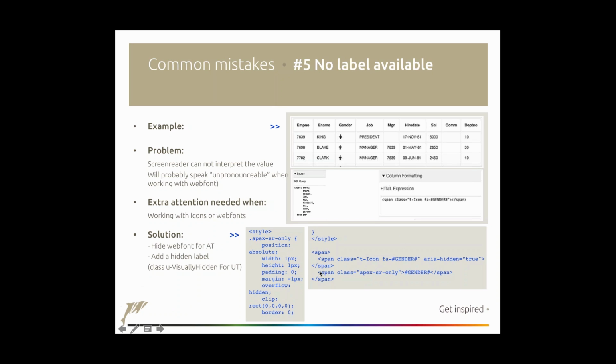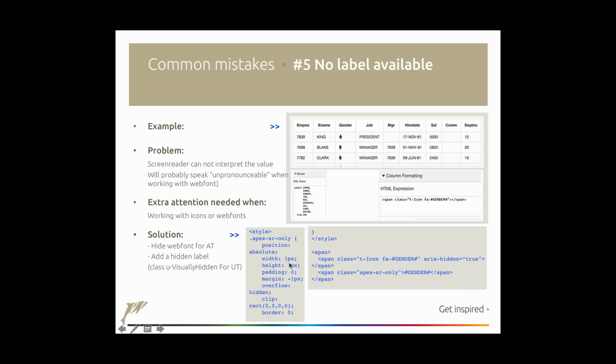We can fix it by adding an extra element, and this is going to be quite heavy, maybe for some people who are not really used to working with HTML. But we're going to add an extra element only for the screen reader, so it has the class apex-screen-reader-only, and we're going to put there the real value in the database. And why does it have the class apex-screen-reader-only? We're going to hide it from the screen.